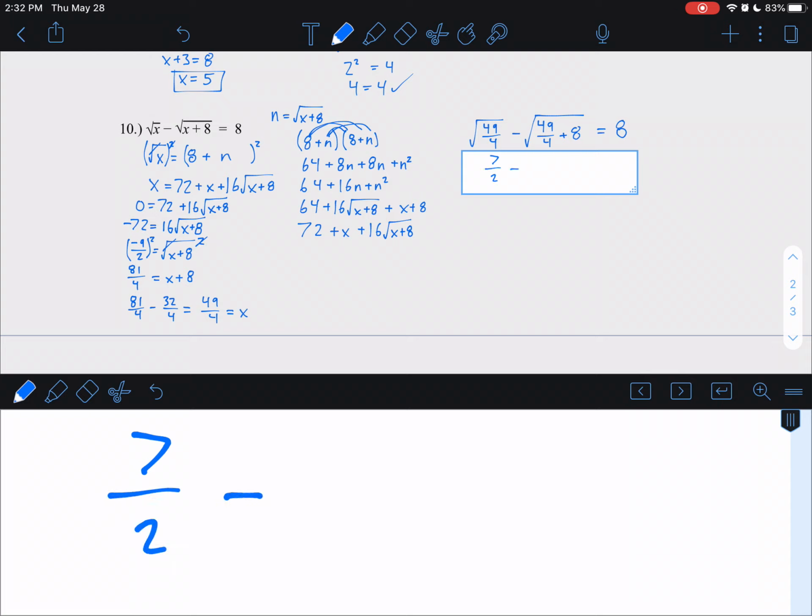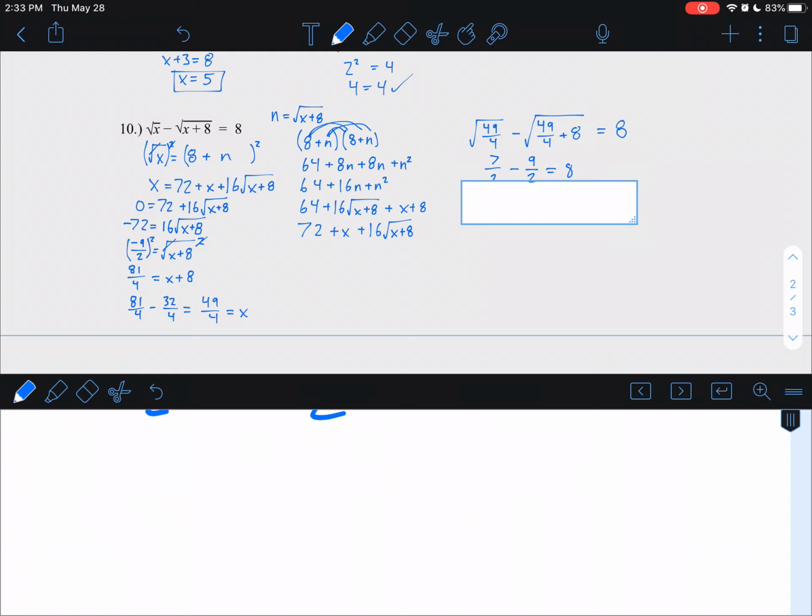Minus, and then the square root of 49 fourths plus 8. We said 49 fourths plus 8 was 81 fourths earlier. And the square root of 81 fourths is going to be 9 halves, because the square root of 81 is 9. The square root of 4 is 2, and that should equal 8. So 7 halves minus 9 halves is negative 1.